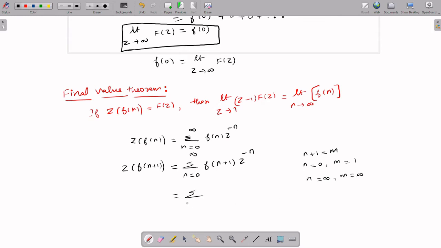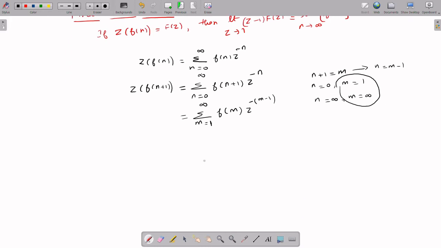So this term becomes summation m equals 1 to infinity. n equals 0 to infinity is replaced by m equals 1 to infinity, f of n plus 1 is replaced by f of m, and in Z power minus n, n is replaced by m minus 1. So we have Z power minus of m minus 1, or you can write this term as summation m equals 1 to infinity f of m Z power minus m into Z.